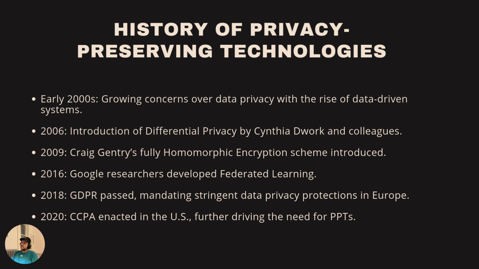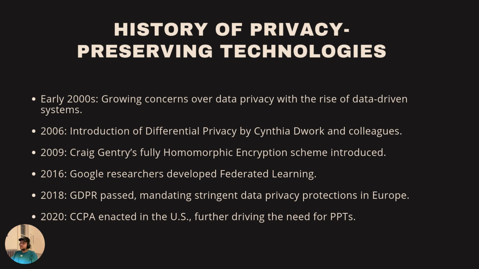Another key milestone came in 2016 when Google researchers developed federated learning. This method allows machine learning models to be trained across distributed services without centralizing data, making it a significant step towards decentralized privacy first models.